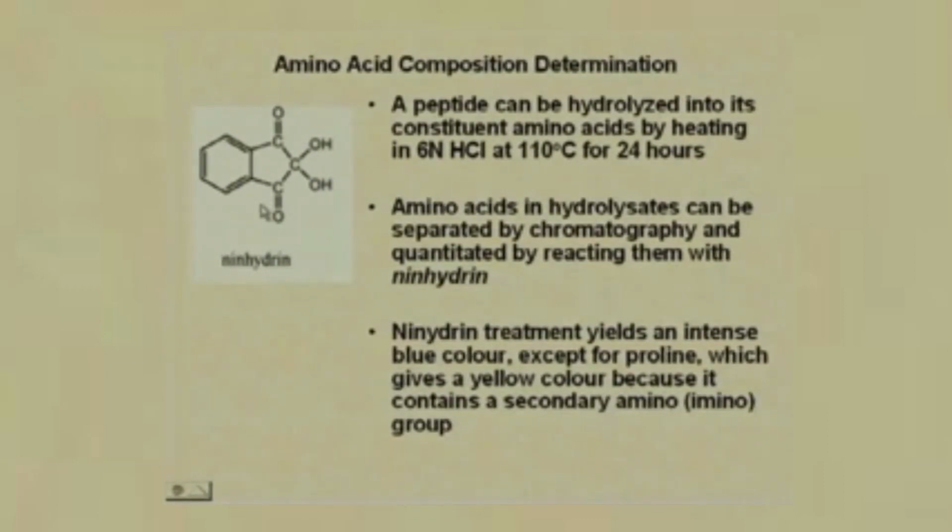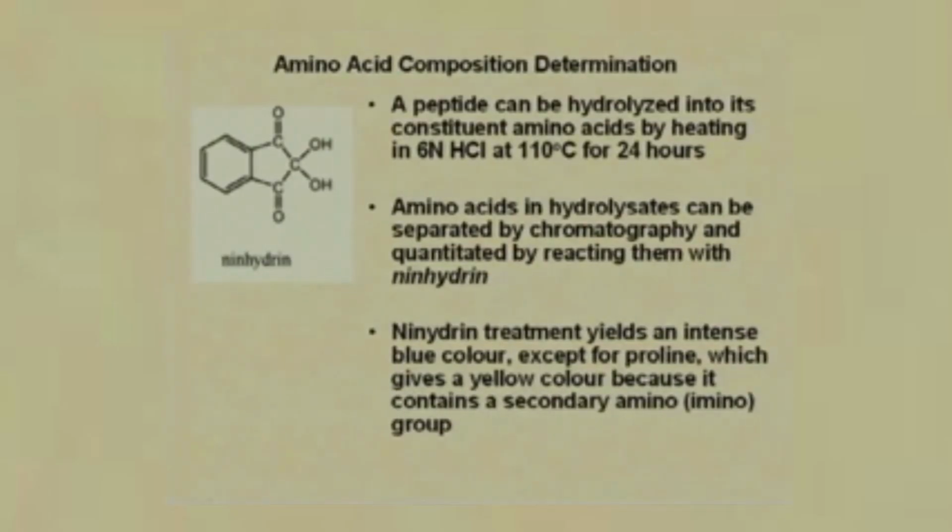It's just like a dye that links up with the amino acids. They are quantitated by reacting them with ninhydrin. It gives an intense blue color except for proline, because proline is a secondary amine. So basically you have done dye formation in your organic chemistry laboratories. This forms an intense blue dye, and you can quantitate it to know how many of each amino acid type you have.